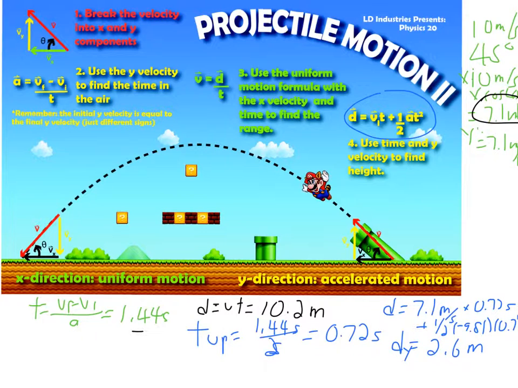Once again, time is the same between the x direction and the y direction in total. However, we only use half the time here because we only wanted to find the maximum height.